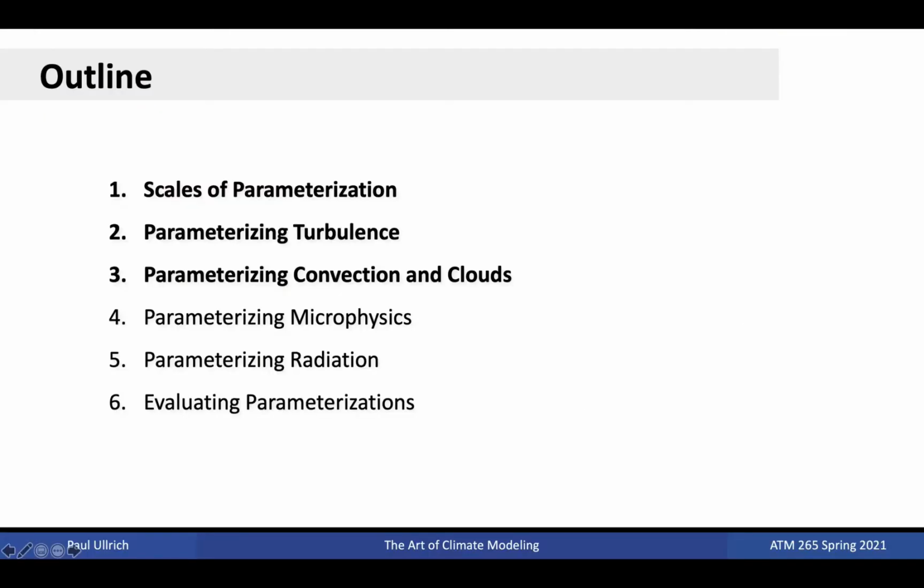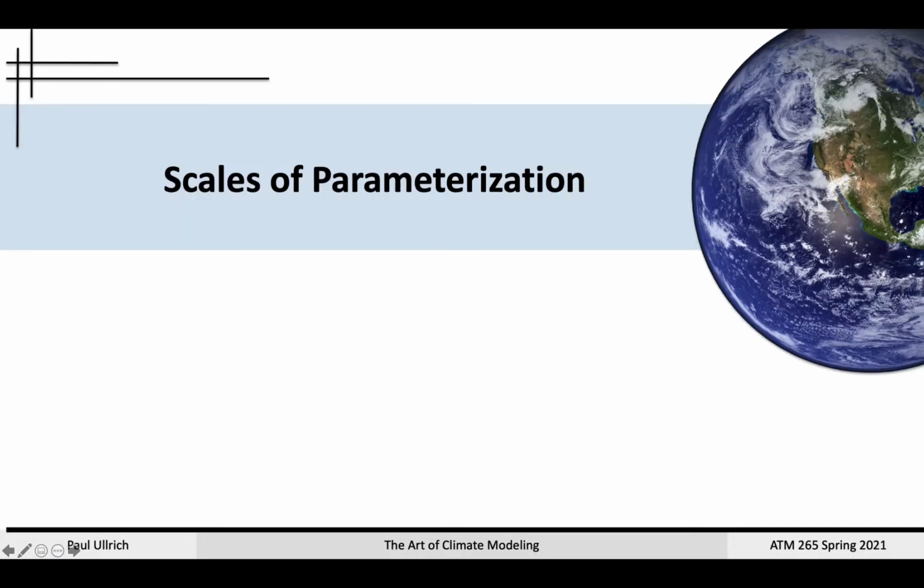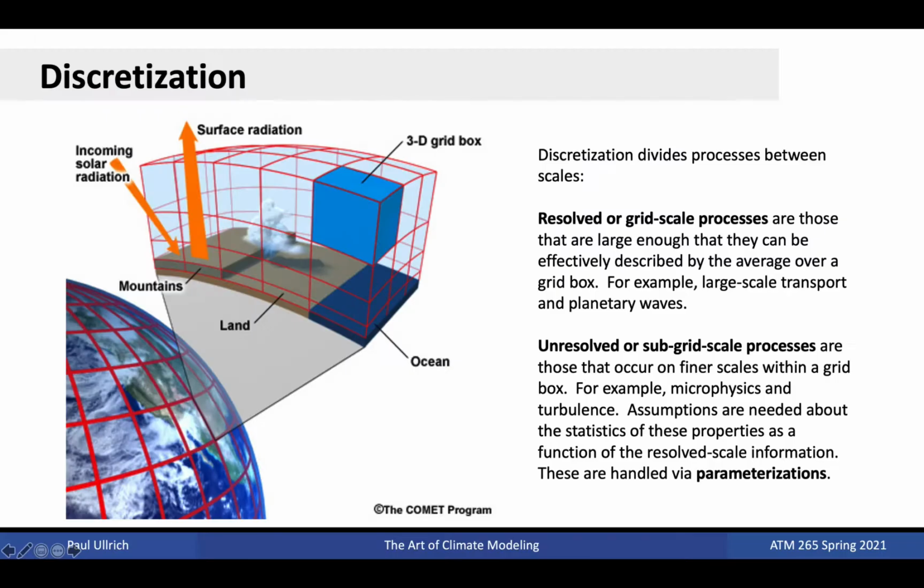In today's lecture, we'll be tackling the scales of parameterization, parameterizing turbulence, and parameterizing convection and clouds. In the following lecture, we'll be talking about parameterizing microphysics, radiation, and evaluating parameterizations. To begin, let's contextualize this lecture by discussing the scales of parameterizations and the processes parameterizations are designed to capture.